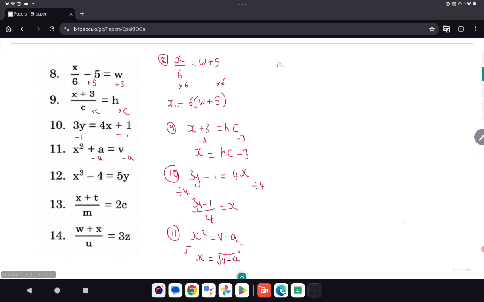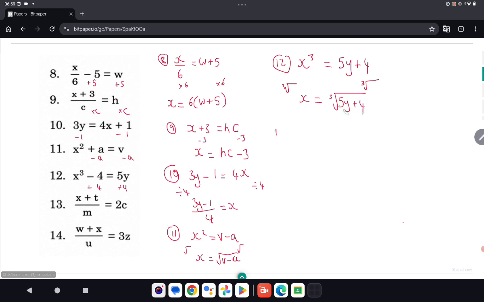Question 12. Add 4 to both sides, which gives us x cubed this time is equal to 5y plus 4. How do you reverse a cube? You cube root. So I'm going to cube root both sides, which gives us x is equal to the cube root of 5y plus 4.